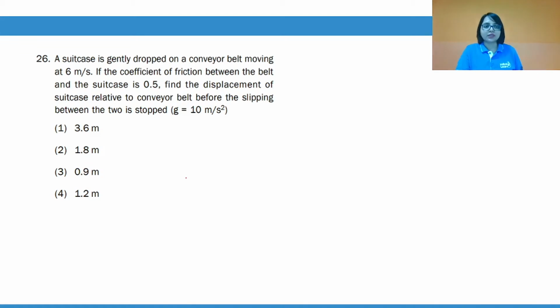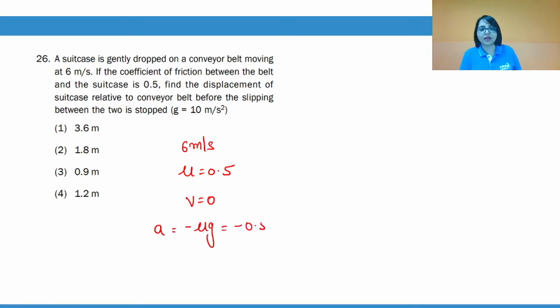Next is question number 26. A suitcase is gently dropped on a conveyor belt moving at 6 meters per second. If the coefficient of friction between the belt and the suitcase is 0.5, find the displacement of the suitcase relative to the conveyor belt before the slipping between the two is stopped. Right? So, when slipping will stop, the relative velocity will be 0. So, retardation faced by the block will be mu mg, right? So retarding force will be friction, that is equal to mu mg. So retardation will be mu g, or minus mu g is the acceleration, right? So it is minus 0.5 and g is 10.